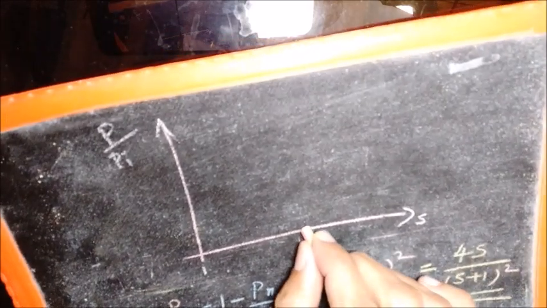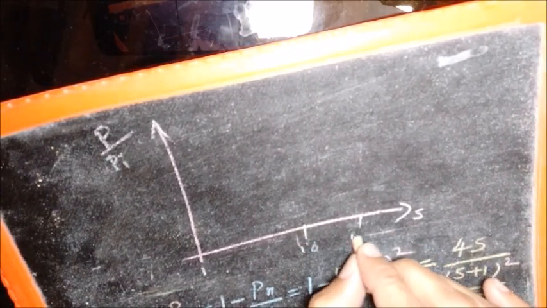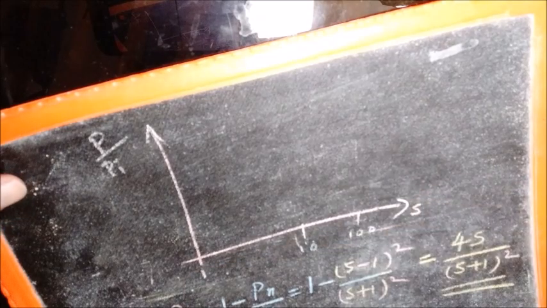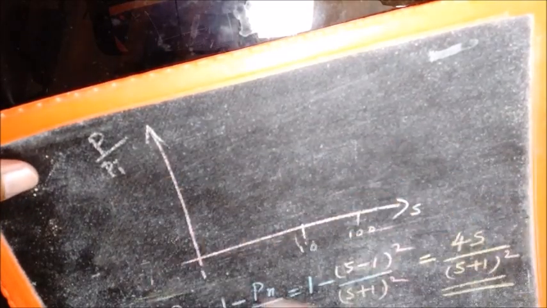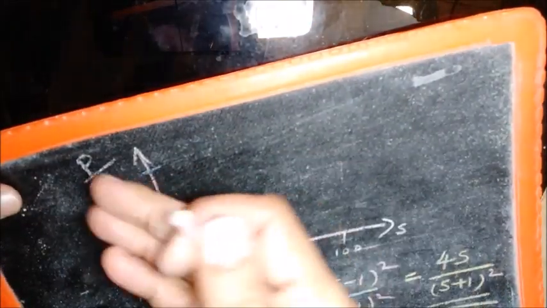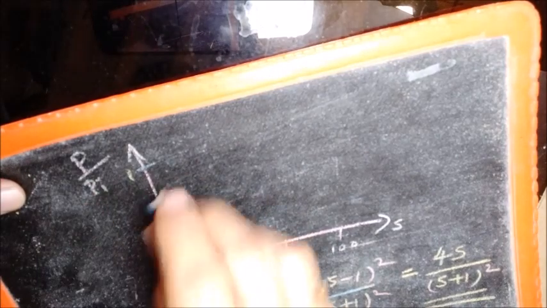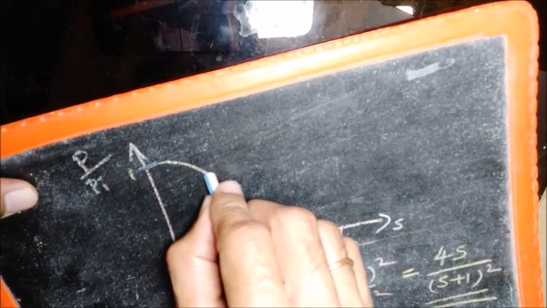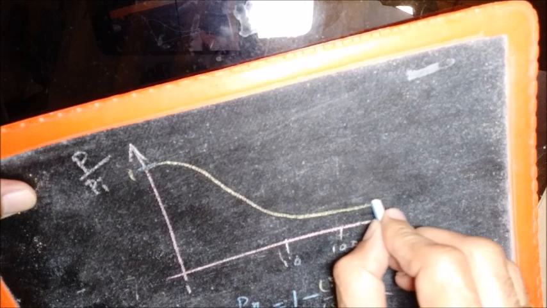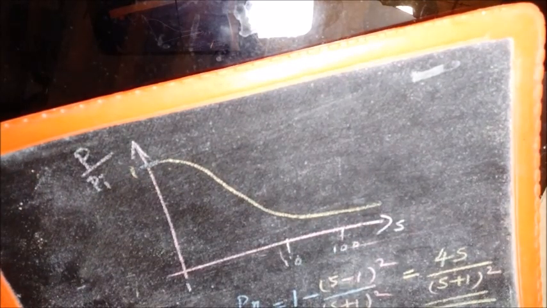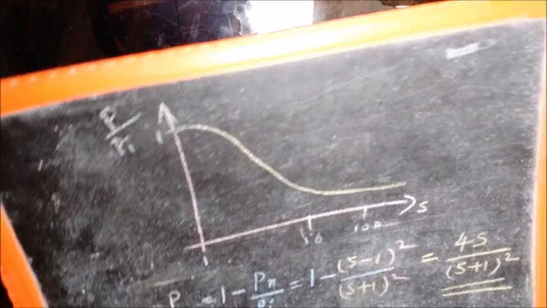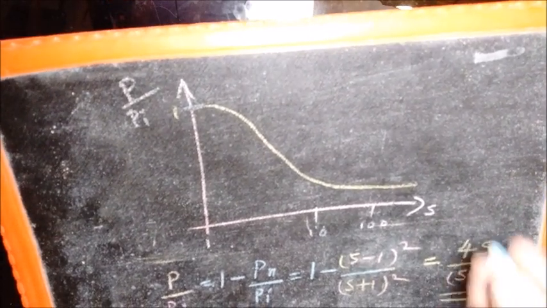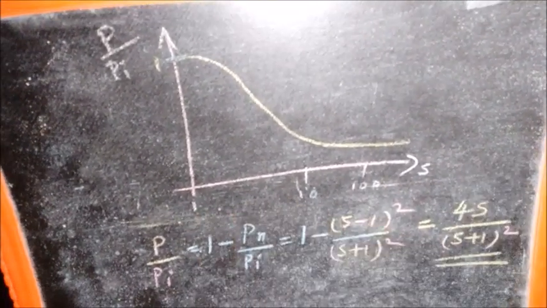So maybe somewhat like this on a logarithmic horizontal axis. And when S is equal to 1, as I said, P by Pi is 1, or 100 in terms of percentage. Since I put ratio, I'll put 1. And it just drops like this. This is the rough sketch of how the ratio between the power delivered to the load and the incident power varies with respect to S. This is how the picture looks.